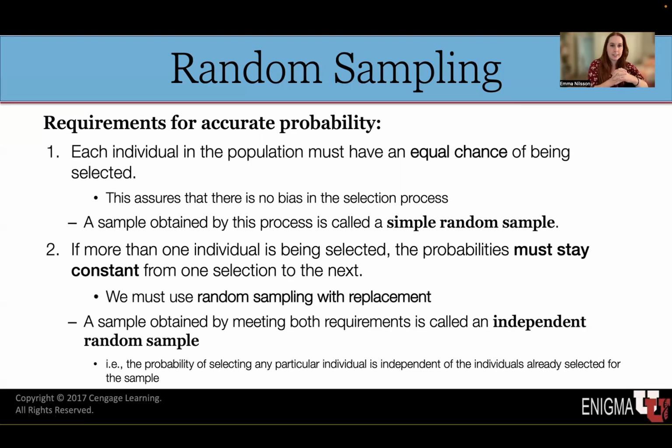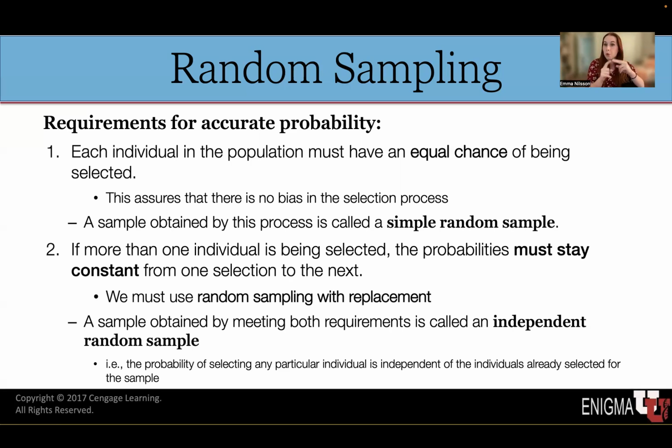The second requirement states that if more than one individual is being selected, then the probabilities need to stay constant from one selection to the next. So in order to make this happen, we use something called random sampling with replacement. So if we go back to our marbles or our blocks bag, in order to ensure that the probability stays constant, as we take out one marble, we would need to add another marble in before we make our next selection, so that the total number of marbles stays the same from one selection to the next. So I have the exact same chance of drawing out, the probabilities are exactly the same for the second marble I drew out as was for the first marble that I drew out.